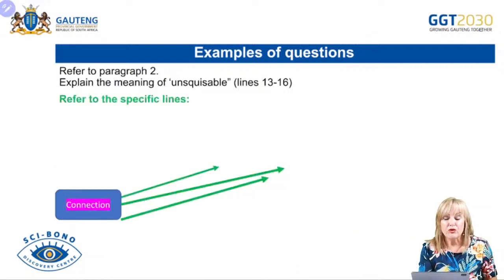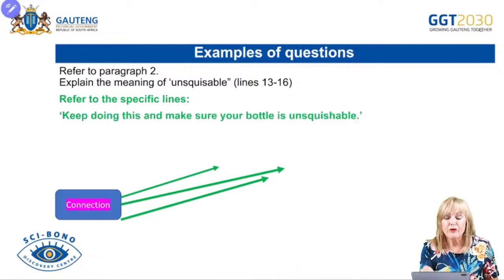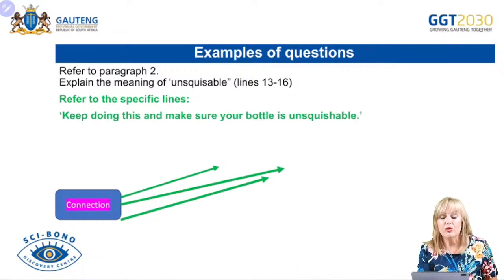Refer to paragraph 2, explain the meaning of unsquishable. Now that's a difficult word. What does that mean? So you refer to the specific lines. Keep doing this and make sure your bottle is unsquishable. Now you must try and find out.